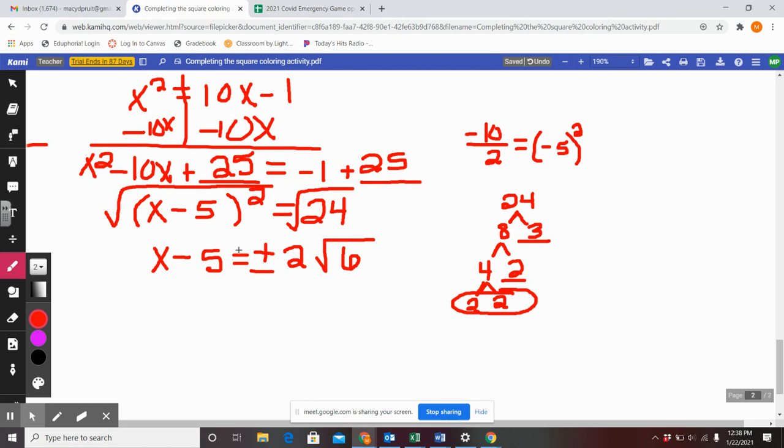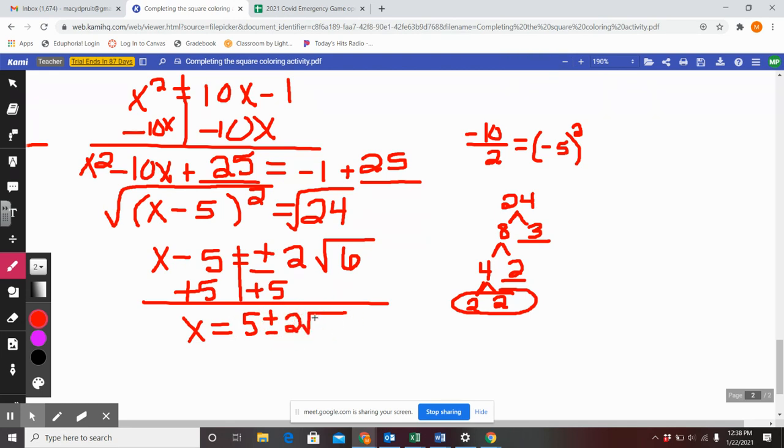The last step is just to get x by itself. So move that 5 and put it in front of that plus or minus. So x equals 5 plus or minus 2 square root of 6.